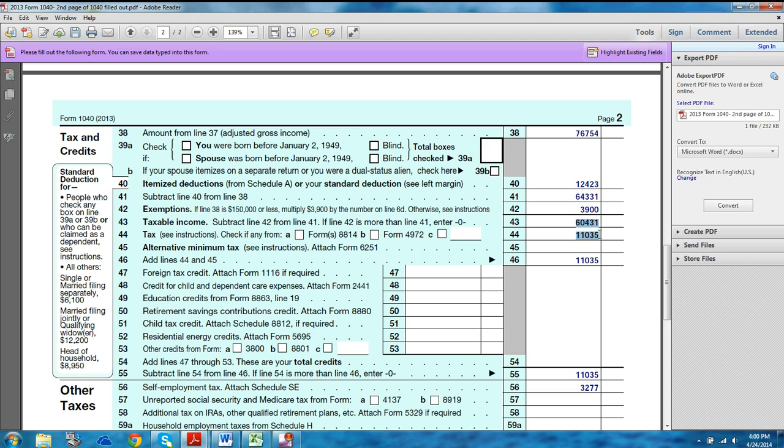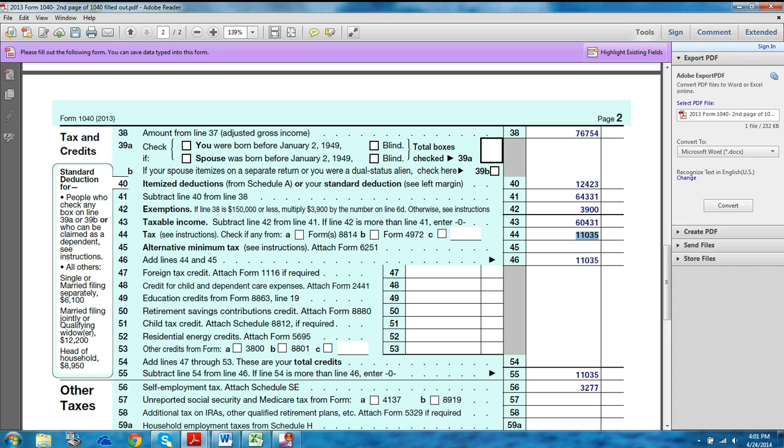He's got $11,035. It's not always going to be this simple. I'll try to explain this, but if he's got long-term capital gains, it throws a huge wrinkle in the tax, for instance. But he's got $60,431 of taxable income.